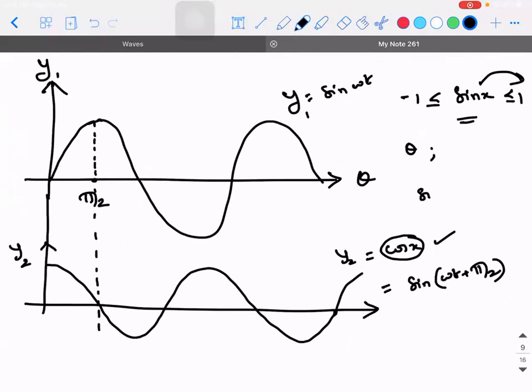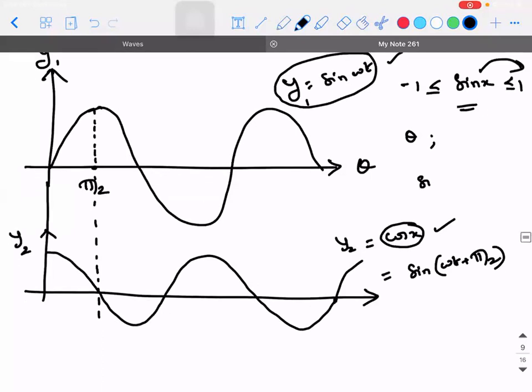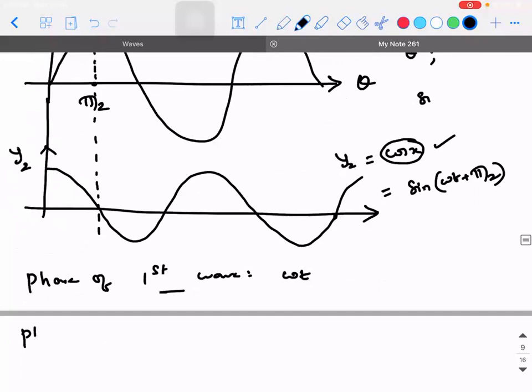Now, if I write in terms of x, it is maths. If I write it in terms of omega t, it is physics. That's the difference. So with respect to the first wave y1, if I ask you what is the phase, what will you say? I just now told you, phase is nothing but the argument, the angle, omega t. What is the phase of the second wave? It is omega t plus pi by 2.